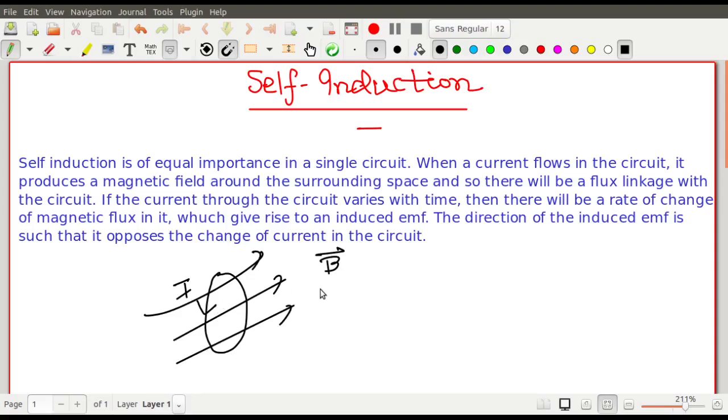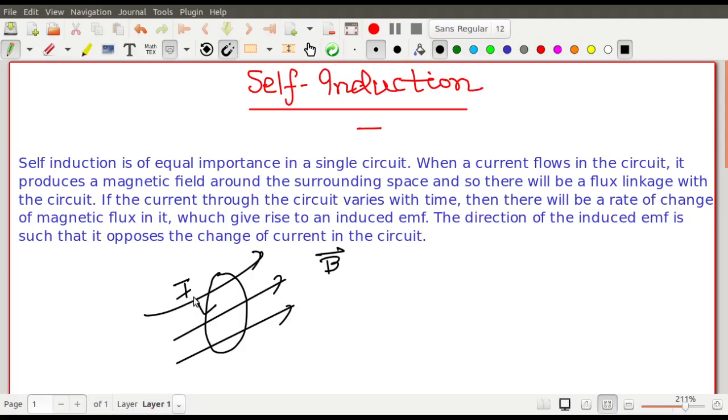So there is no magnet over here. There is no separate magnet. Whatever I am trying to say is that this is a circuit, this is a coil, and some current is flowing through it. Some current is flowing through this particular coil.